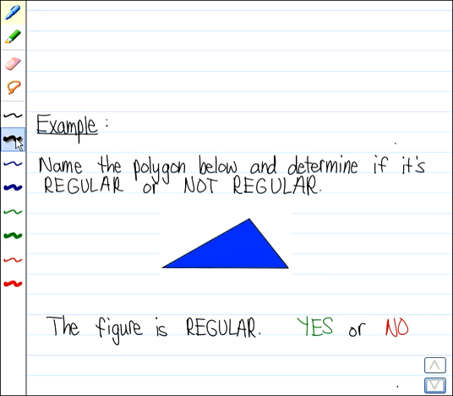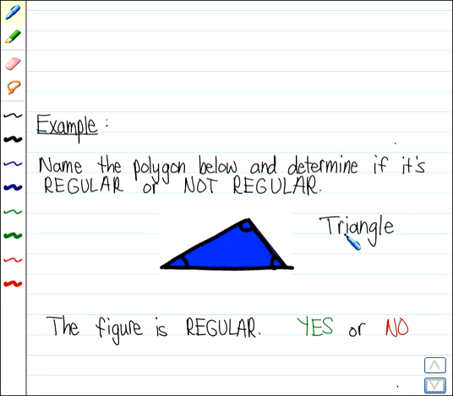So first let's figure out what type of polygon it is by looking at the number of sides here. So we have 1, 2, 3 sides here. So 3 sides and 1, 2, 3 angles. So remember, 3 sides and 3 angles can only be the triangle.